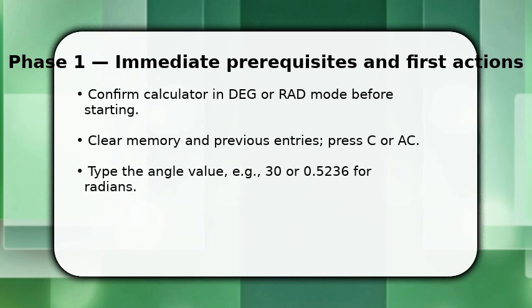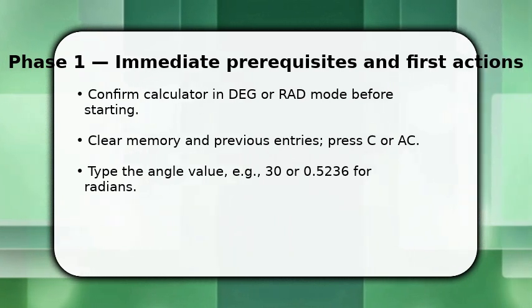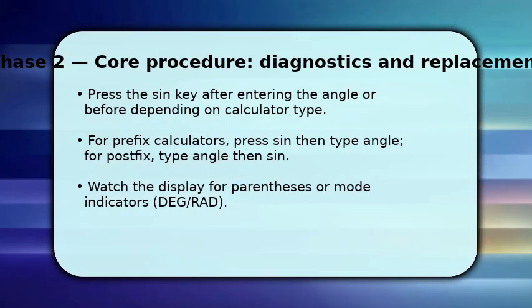5236 if you know radians. Now you have the angle ready, and the device is set to compute sine. Next, compute the sine itself and understand how your specific calculator handles functions.